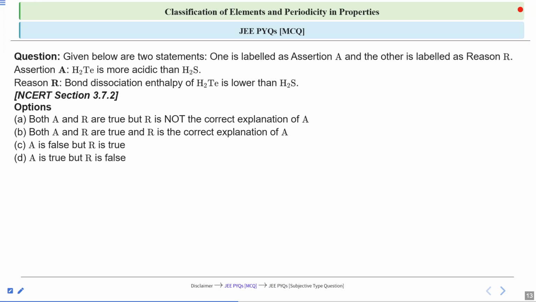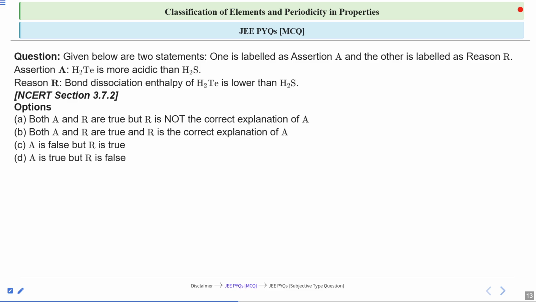Now moving on to the next question. Given below are two statements. One is labeled as assertion A and the other is labeled as reason R. Assertion A says that the hydride of tellurium is more acidic than the hydride of sulfur. Reason R: the bond dissociation enthalpy of the hydride of tellurium is lower than that of hydrogen sulfide. So again, this is an assertion-reason type question. You have 4 different options given here.